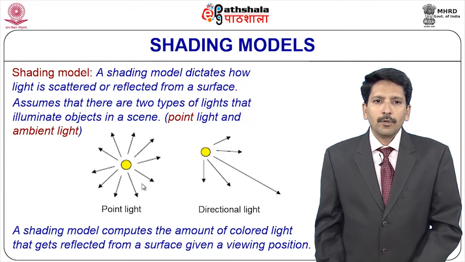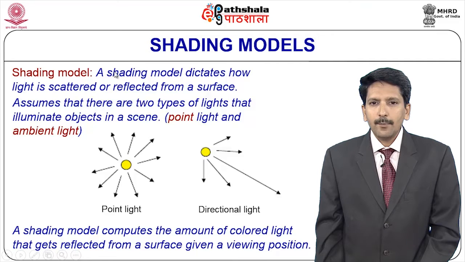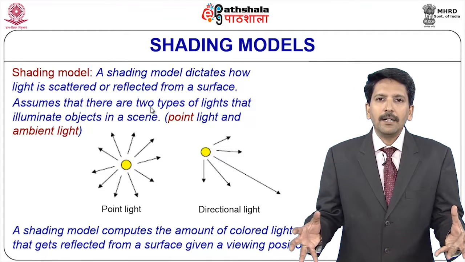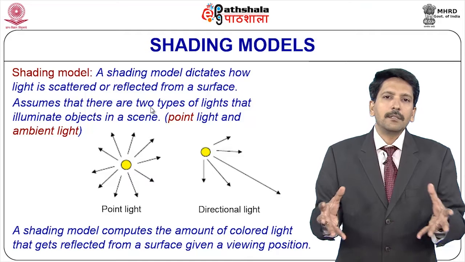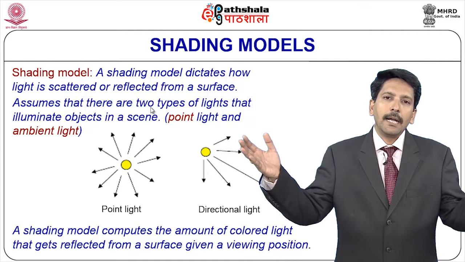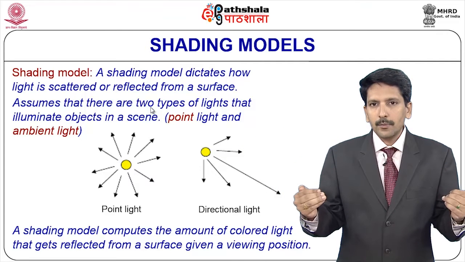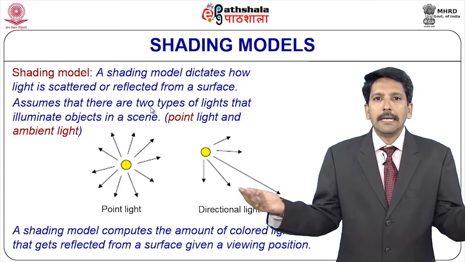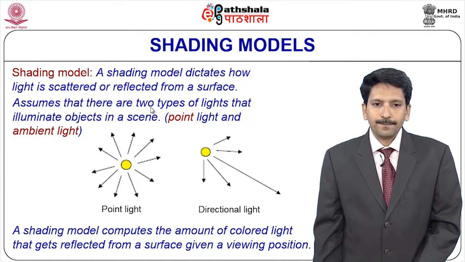shading model. As you can see here, a shading model dictates how light is scattered or reflected from a surface. Assume that there are two types of lights that illuminate objects in a scene. For simplicity we can assume that the world, the imaginary 3D world, is illuminated by lights from external sources, which can be point lights or ambient light, like daylight.